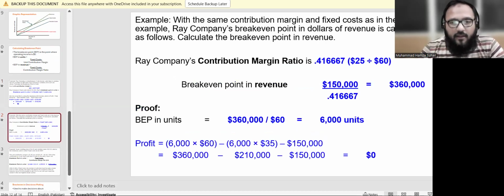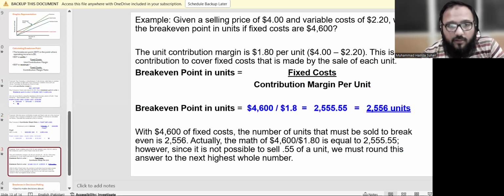All right. And now the same example using the contribution to sales ratio, which can also be proved again, as you guys can see. I just want you guys to focus on the screen. So we can also calculate the break-even point in revenue, meaning the dollar amount, which you can see is being calculated as $360,000. All right. So this is how we calculate break-even point in units and in dollar amounts.